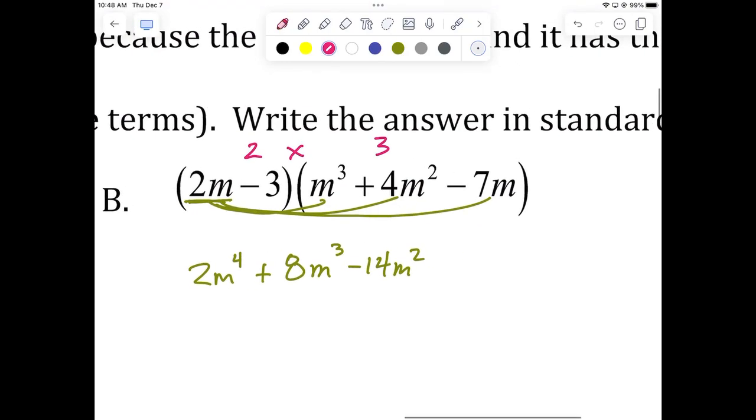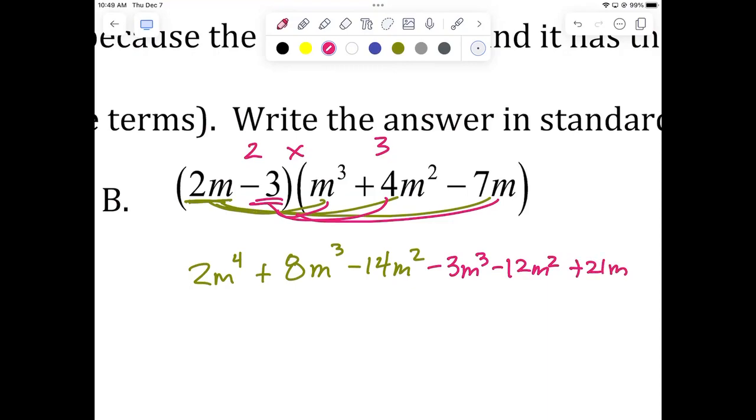All right, we've exhausted the 2m. We've taken it through to all three. Now we take the negative 3 and we distribute it to all three. So here we go. Negative 3m cubed, negative 12m squared, and positive 21m. We've expanded it out completely.